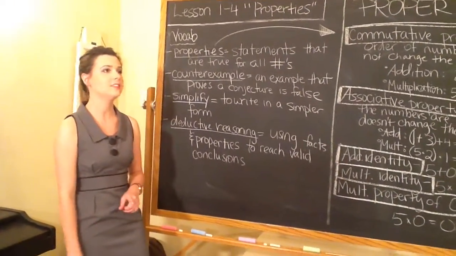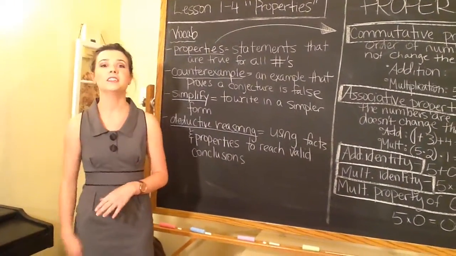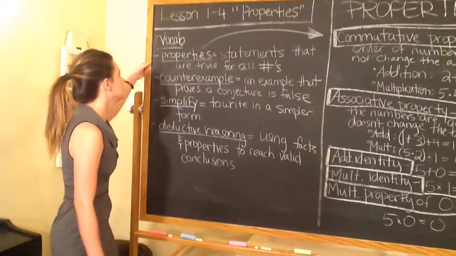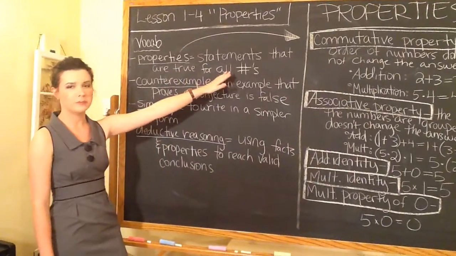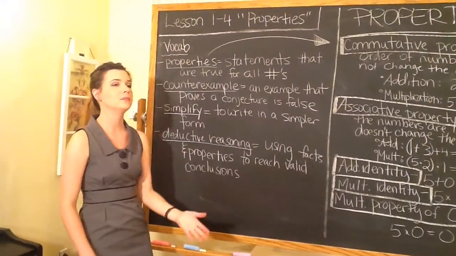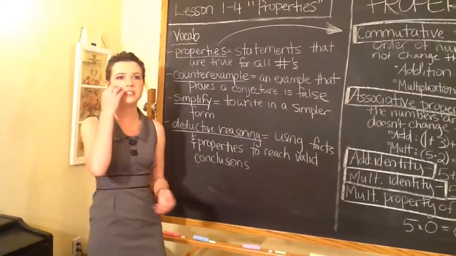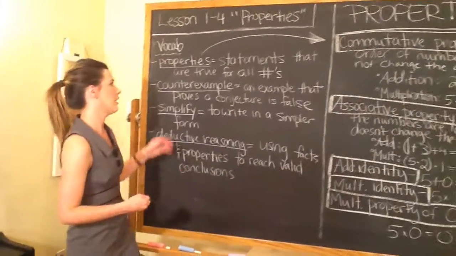We'll be talking about properties today. So the first thing we have to talk about is what is a property. So let's look up here. Properties are statements that are true for all numbers. So they're kind of like rules for certain numbers about adding and subtracting and certain things that we can and can't do all the time.